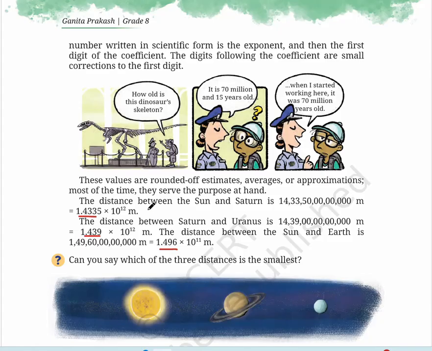I am converting 10 to the power 12 into 10 to the power 11. So it will be 14.335 into 10 to the power 11, and here it will be 14.39 into 10 to the power 11. Now just compare the numerical values. It is 14.335, 14.39 and 1.49. So obviously this is the smallest. The answer is the distance between the Sun and Earth is the smallest.